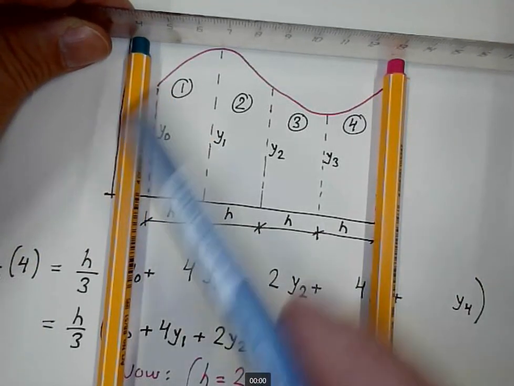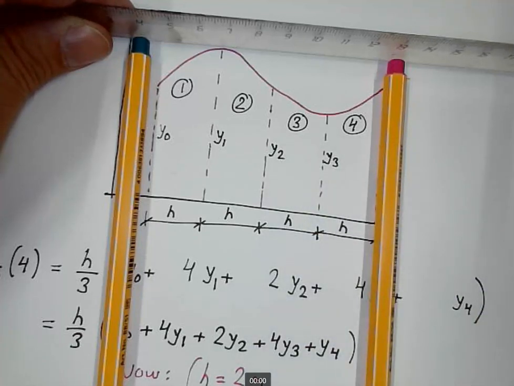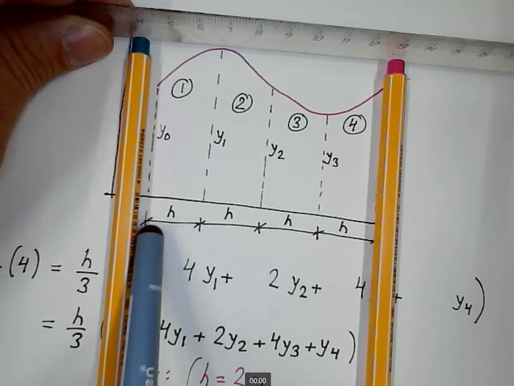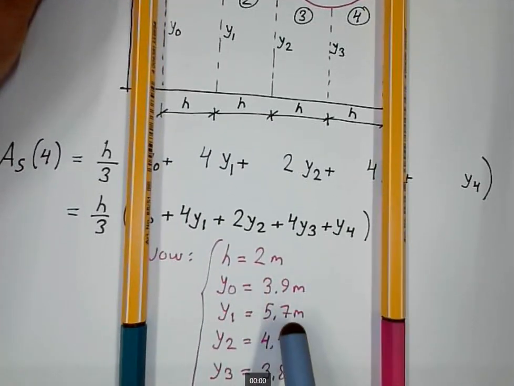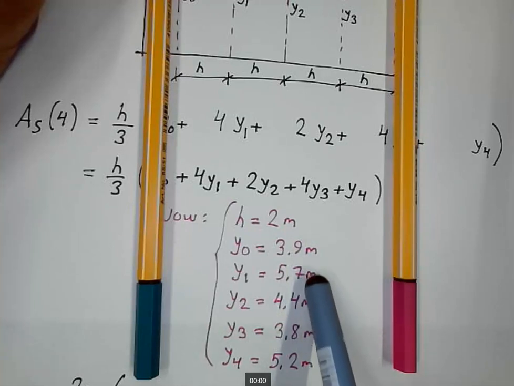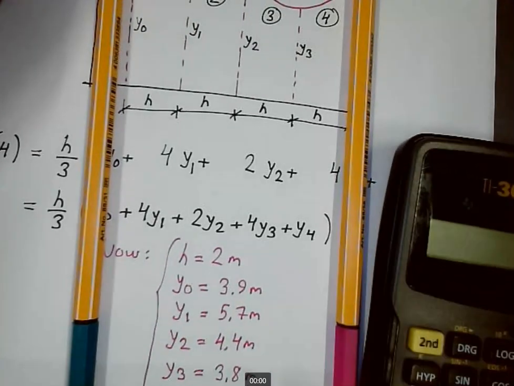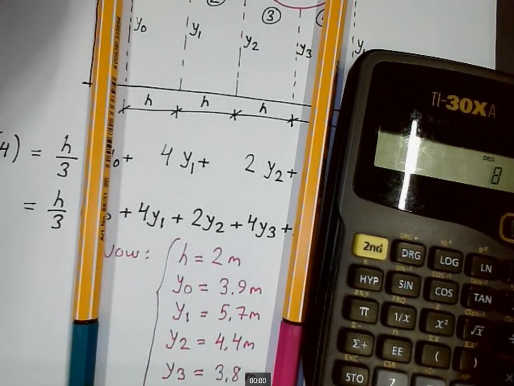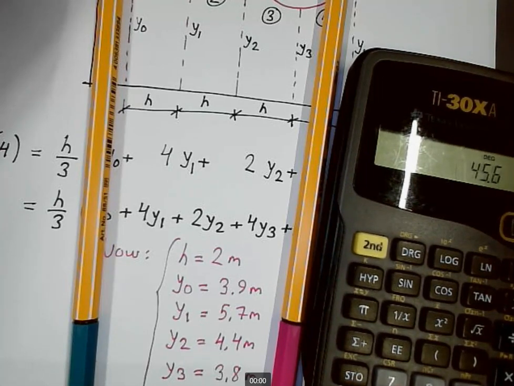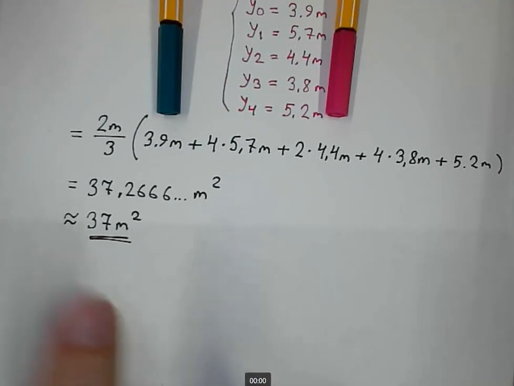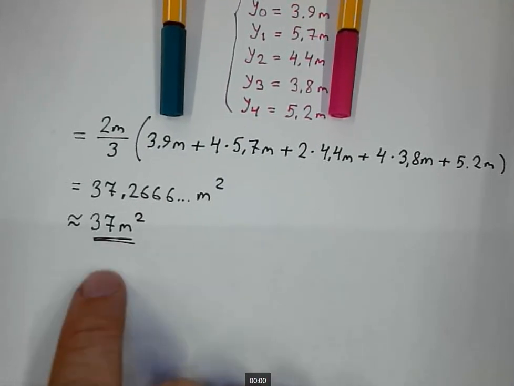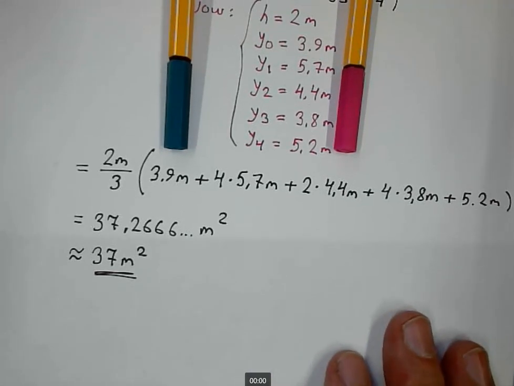So the area of that figure would be less than, this was 2 meters, so the total width was 8 meters, and the longest height or biggest number in these heights was 5.7. So the maximum area would be 8 times 5.7, 45.6, and we had a smaller number there, so it sounds reasonable.